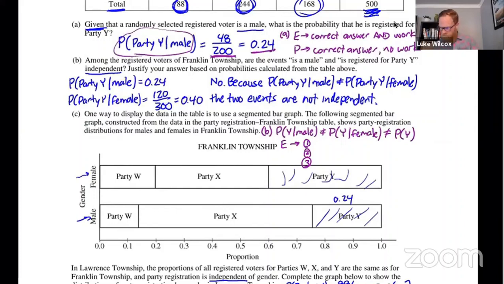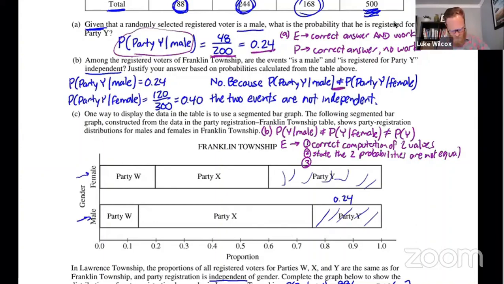The first component is to have the correct computation of 2 of the values. And it doesn't matter which 2 probabilities you chose of those 3, as long as you've chosen 2 of them and you've done the correct computation for those 2. Then you get component 1. Component 2 is that you have to state the 2 probabilities are not equal. So somewhere in your solution, you have to state that those 2 probabilities are not equal. We did that right here. So we have our 2 probabilities calculated, and then we've stated that they are not equal.